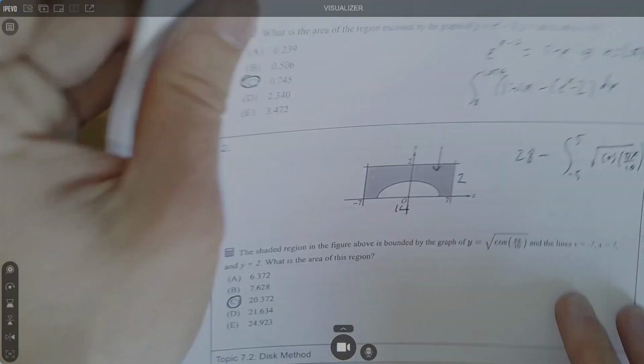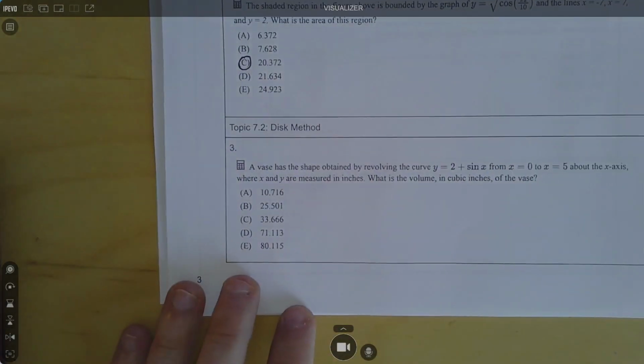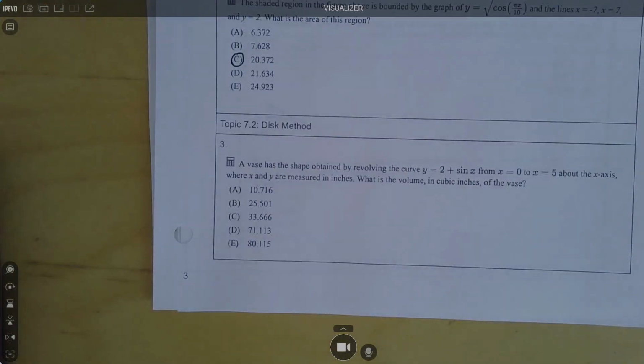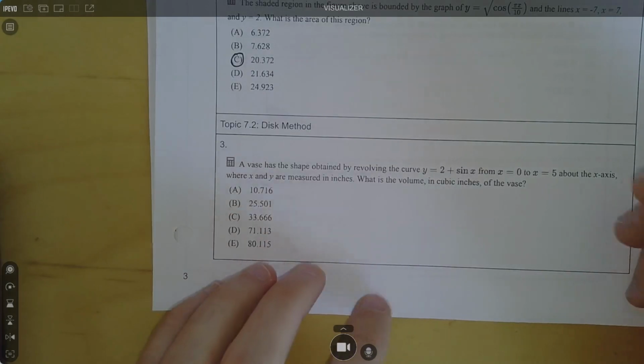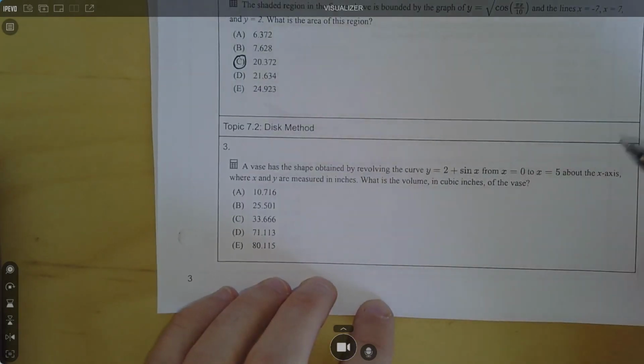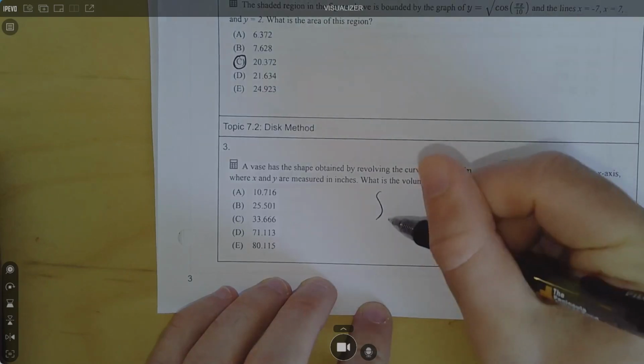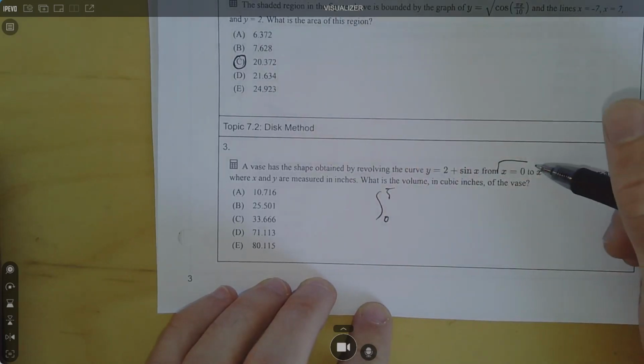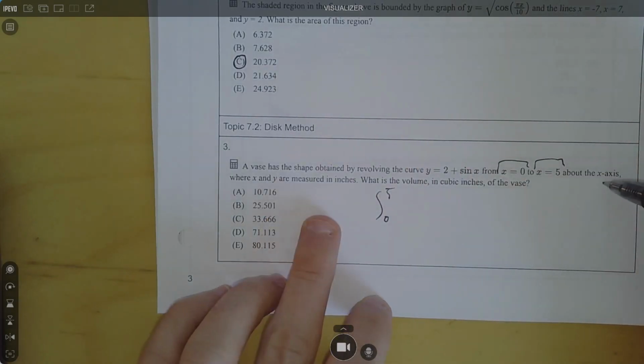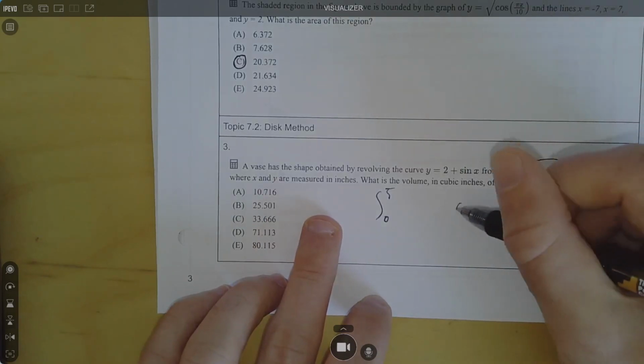Okay. Disk method. A vase has the shape obtained by rolling the curve y equals 2 plus sine x from x equals 0 to x equals 5 about the x-axis, where x and y are measured in inches. What is the volume in cubic inches of the vase? So we're going to integrate. I'll graph it in a second, but I can tell you we're going to integrate from 0 to 5. It's the x-axis, so it's definitely going to be dx.